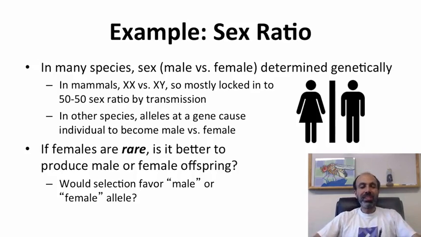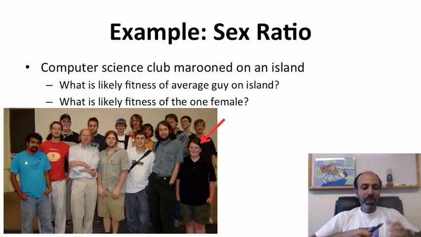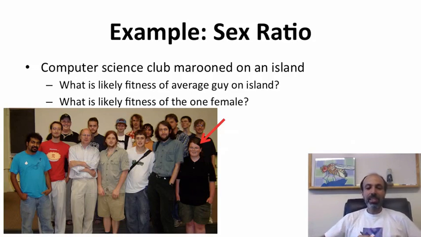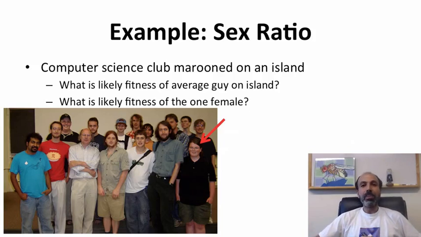So let's use kind of a silly example. I did a little bit of Google searching on the web, and I tried to find a picture which showed a very skewed sex ratio. So one of the things I typed in was computer science club. And this is the picture I came up with, which happens to have a lot of guys and one female. Now let's imagine this computer science club was marooned on an island. Okay, what is the likely fitness of the average of all these guys in the population?